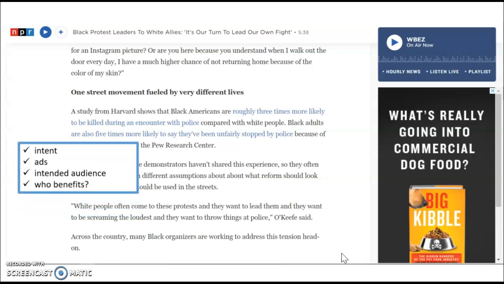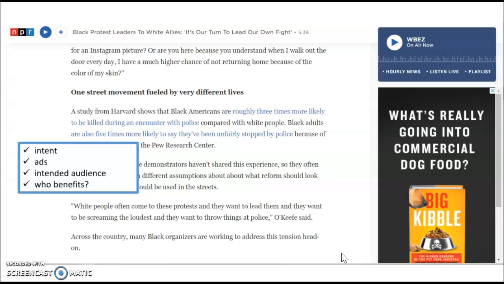So, again, we're checking to see what the intent of the article is. Remember, our first goal should be to inform. Our article should inform us. We want to avoid those things that are trying to sell us something, or articles that are trying to feed into our emotions. Like, is this article trying to get me angry? Is it trying to get me riled up about something? Is this article trying to tell me how I should feel instead of just informing me about the facts of a topic?